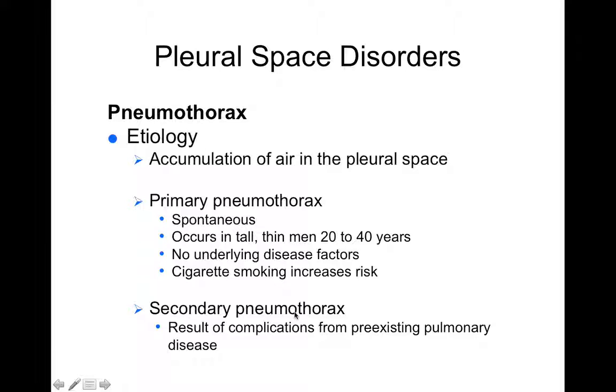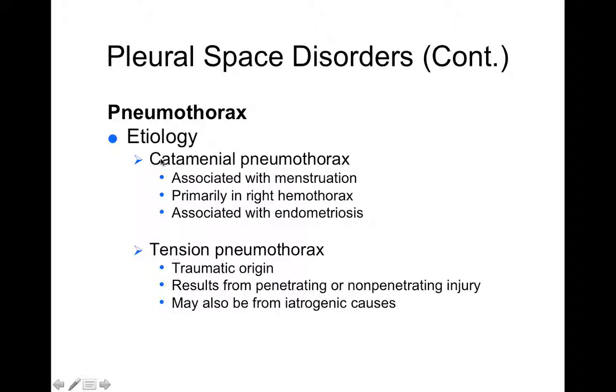Now, secondary pneumothorax, you guys, results from complications of pre-existing pulmonary disease. And we'll talk about the different types of pneumothorax. So this one's really weird. Catamenial pneumothorax. Catamenial pneumothorax is when you have endometrial tissue. Where do you find endometrium? Inside the uterus, right? The inner lining of the uterus somehow ends up around the outside of the lung.